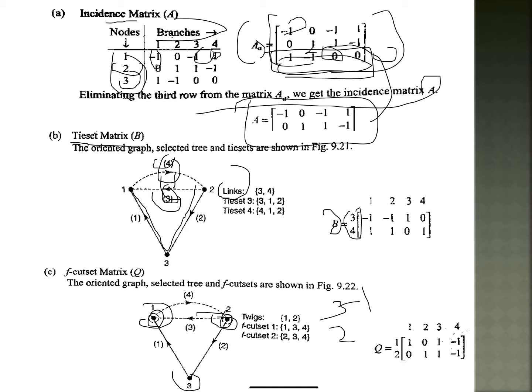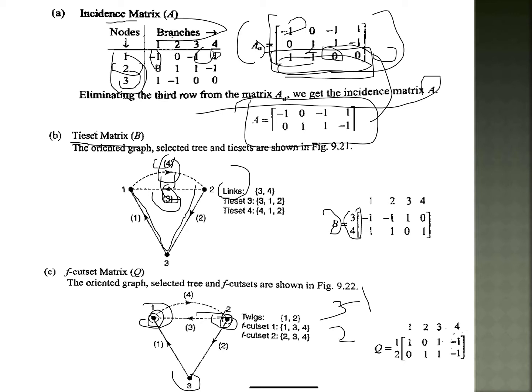Okay, we are removing the third row to get the reduced incident matrix. It is called a reduced incident matrix and is represented with A. Next, the tie-set matrix. The tie-set matrix is drawn from a directed graph. So the links are 3, 4. I am taking the tie-set matrix represented with the tree.